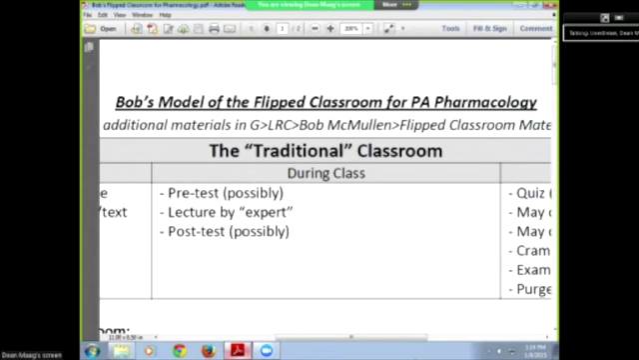So during the typical class, you might have a pre-test, you might have a post-test, and you're going to have a lecture, and whoever's lecturing is the expert. Let me stop for a minute and remind you, can anybody here tell me the definition of lecture? What's the etymology of the term lecture?